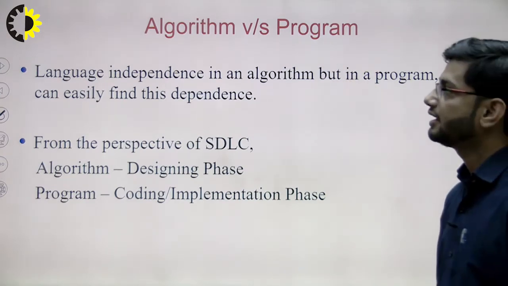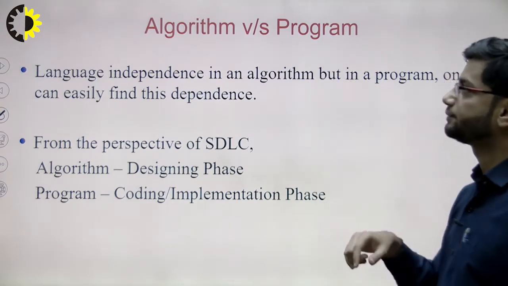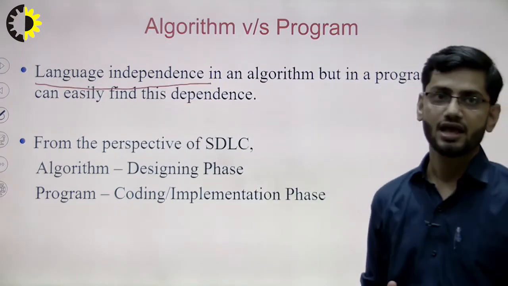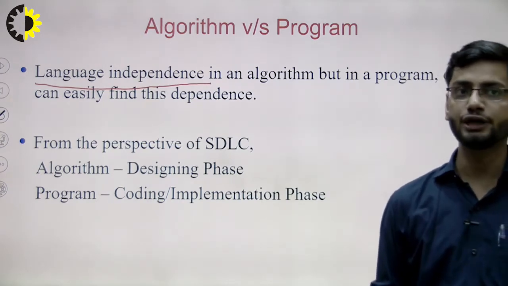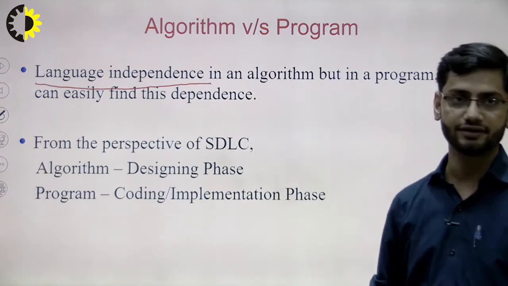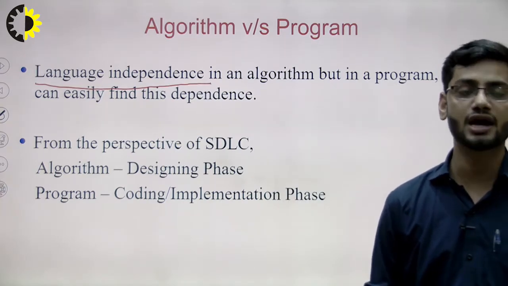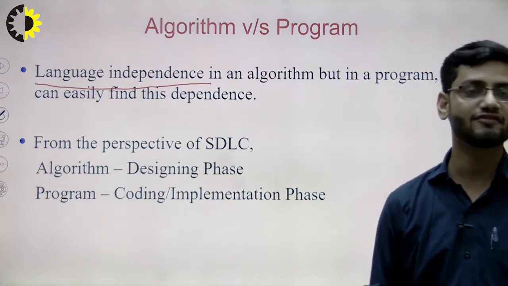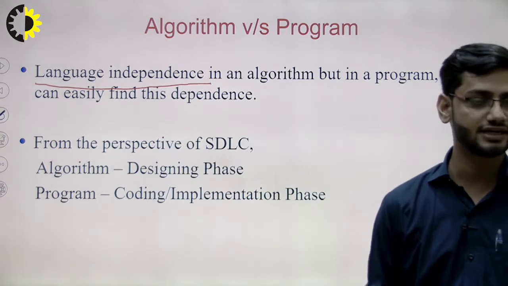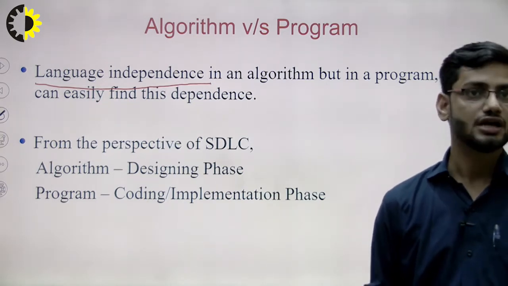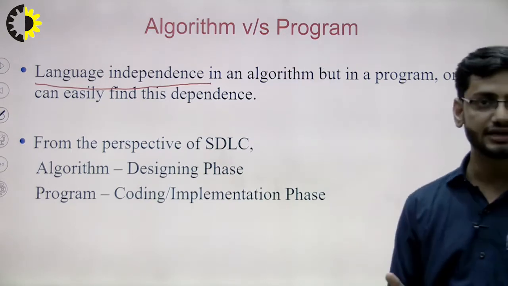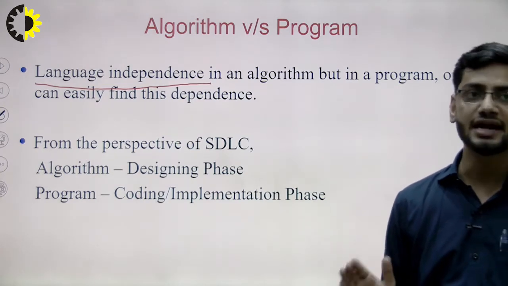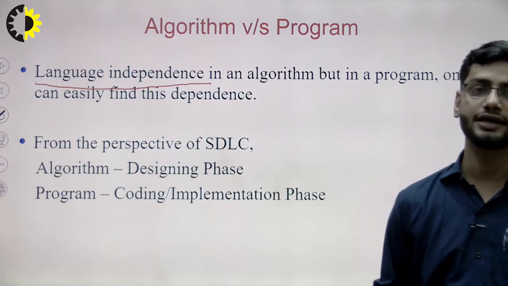Algorithm versus program. When I talk about algorithm versus program, first of all is language independence. An algorithm is language independent. You can write your algorithm in any language. But when you are writing your program, you will follow a particular language syntax. For example, C language syntax, Python syntax, or Java syntax. So a program is language dependent and language specific, while an algorithm is not. Clear? This is the main difference between algorithm and program.